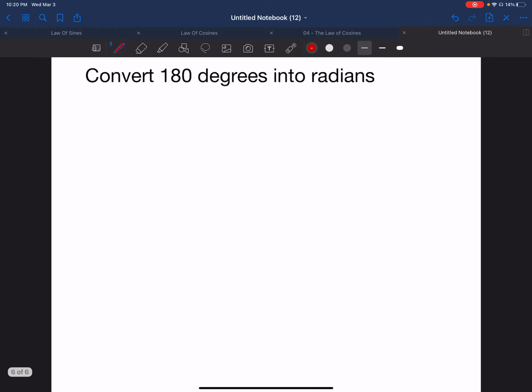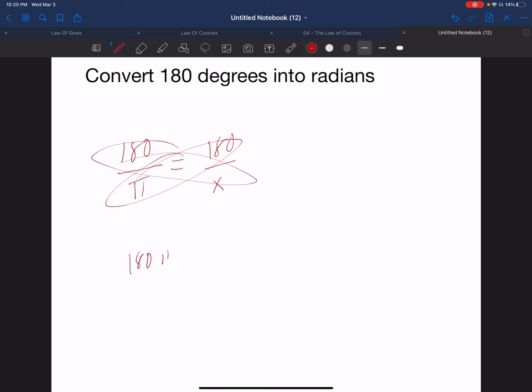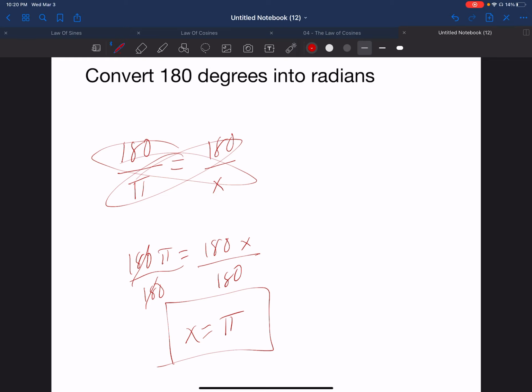We want to convert 180 degrees into radians. Again, 180 over x, cross multiply. We get 180 pi equals 180x. Divide both sides by 180. Notice how they cancel out. So x is equal to just pi. Again, that was one of the ones that was given to us already.